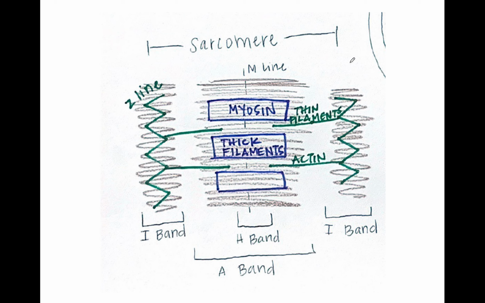We have our I bands with our Z discs or Z lines. And then off of those Z lines, we have our actin, our thin filaments coming in. So this whole unit, I-A-I, is called a sarcomere. And if I were to line a bunch of sarcomeres up, it would be called a myofibril.